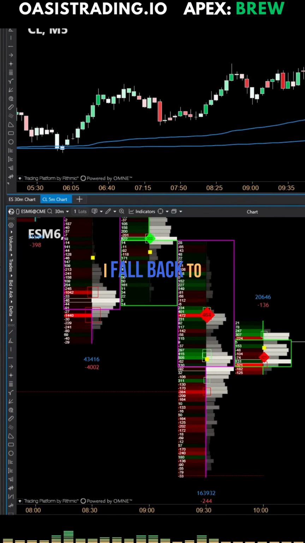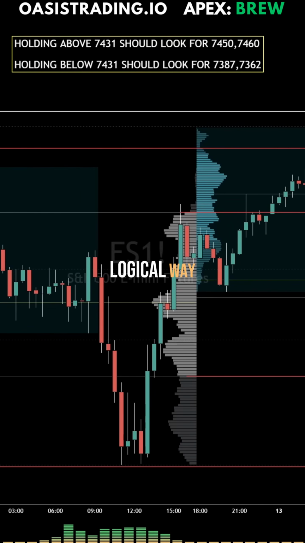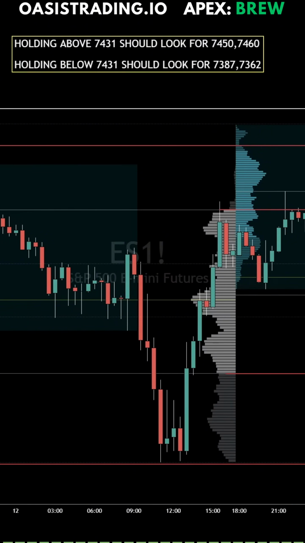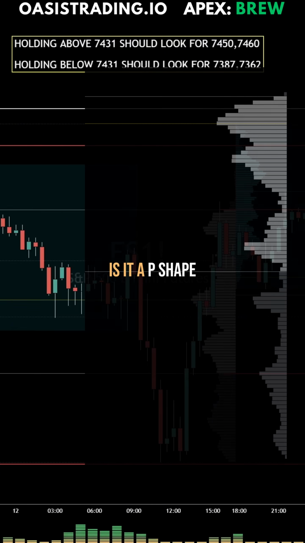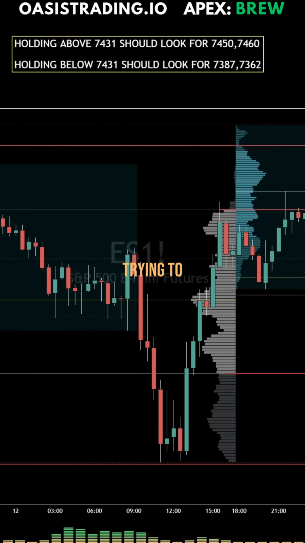And that's why I fall back to volume profile all the time, because volume profile is probably the most logical way you can trade, because the levels are just laid out for you. It takes a lot of the guessing out of it. The only subjective thing that happens with volume profile is trying to figure out what type of shape it is. Is it a P shape? Is it a lowercase b? Is it a D shape? Outside of that, there's not really anything subjective with volume profile.